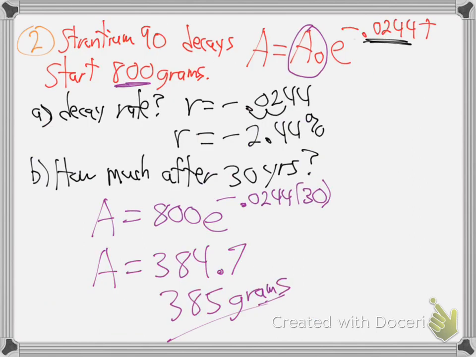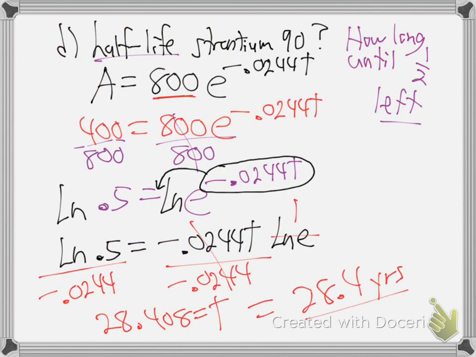That fits with our last answer. We found out in 30 years that more than half is gone, huh? So in just under 30 years, half will be gone. Sure enough, 28.4 years. Good on that? Good with the half-life? Questions I can answer on that?